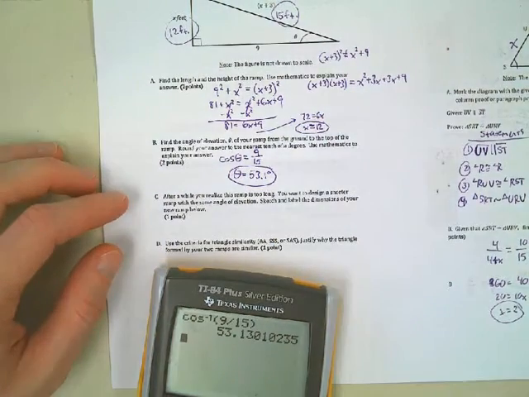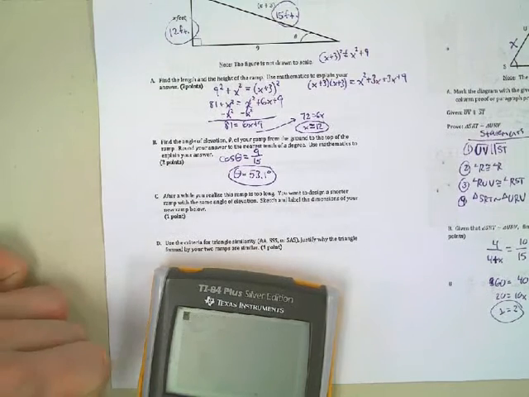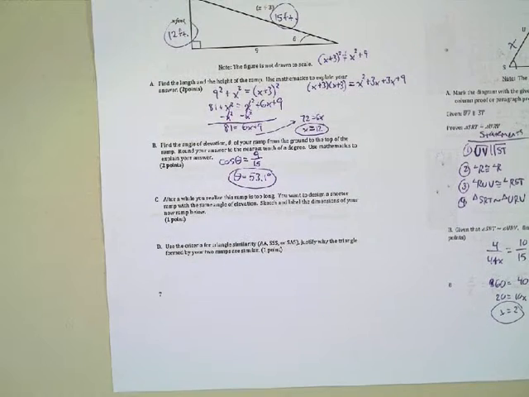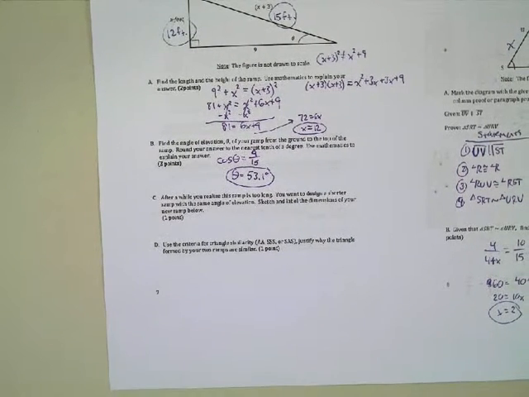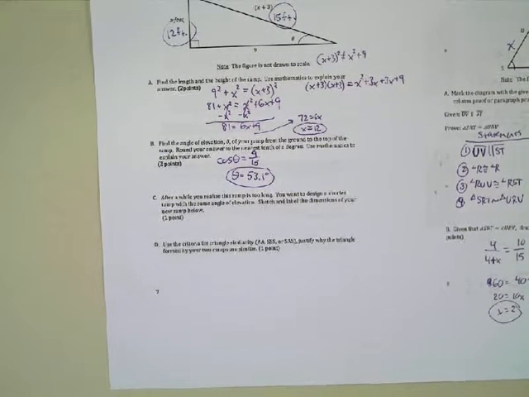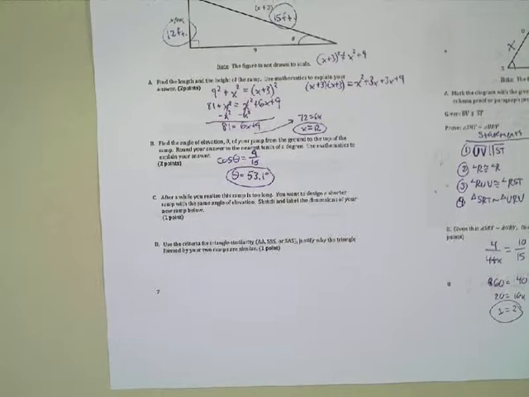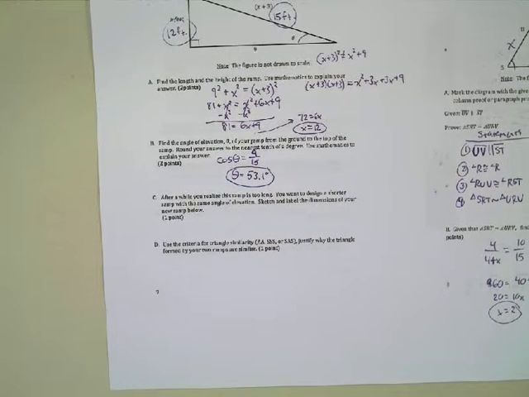All right. Almost done here. Letter C says, after a while, you realize this ramp is too long. You want to design a shorter ramp with the same angle of elevation. Sketch and label the dimensions of your new ramp below. So, how can we make a shorter ramp but still maintain that same angle of elevation? Elizabeth, what do you think?